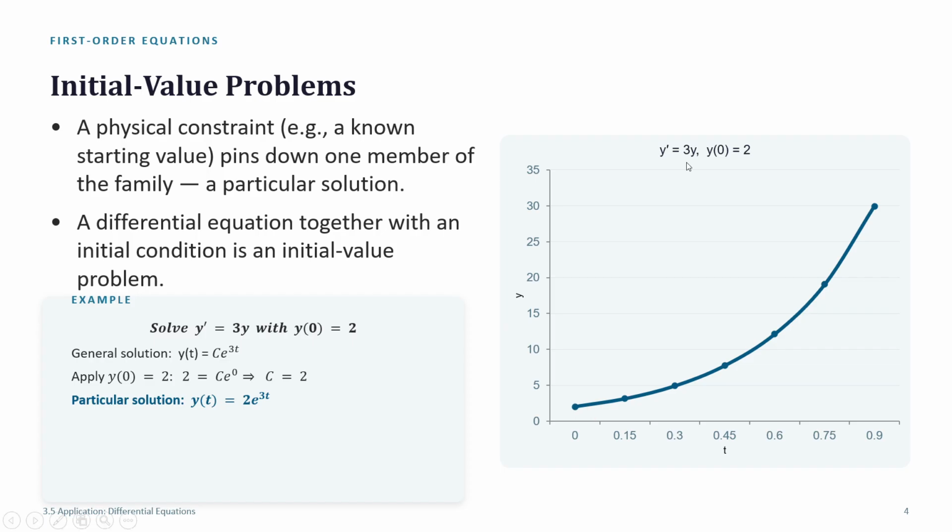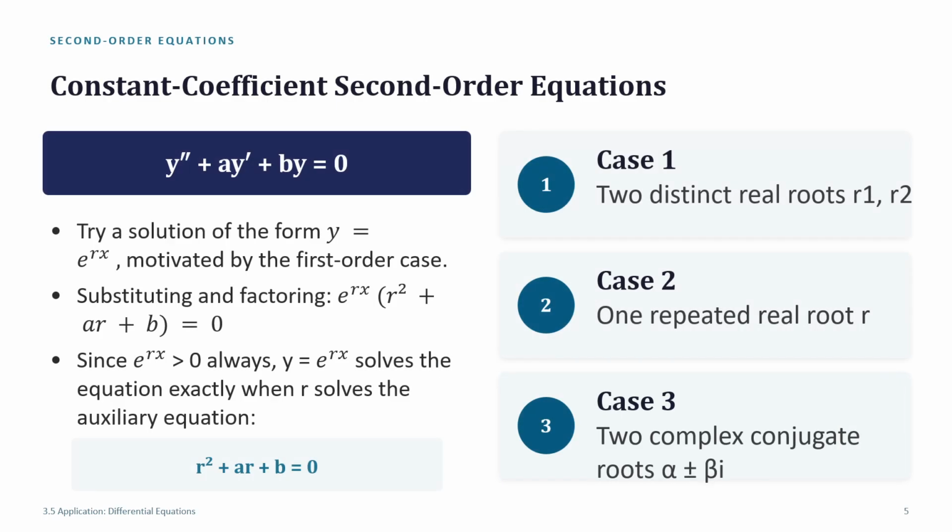So next is the second order equation, or the differential equation with constant coefficients. It is an equation in the form of y'' + ay' + by = 0.